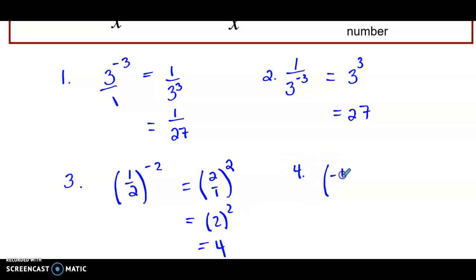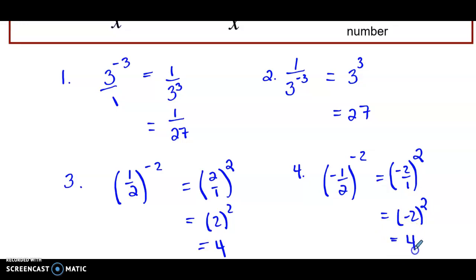We can also have negative bases in there, so let's take a look at what happens if I have negative 1/2 to the power of negative 2. Well, the rule says take the reciprocal of the base. So the reciprocal of negative 1/2 is negative 2 over 1. Take the reciprocal, then make the exponent positive. So negative 2 over 1 is the same as negative 2. I'm going to square that. Negative 2 multiplied by negative 2 is positive 4.